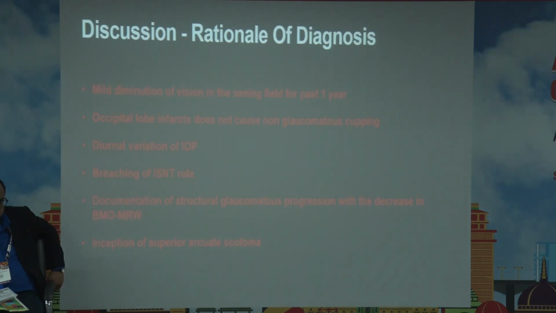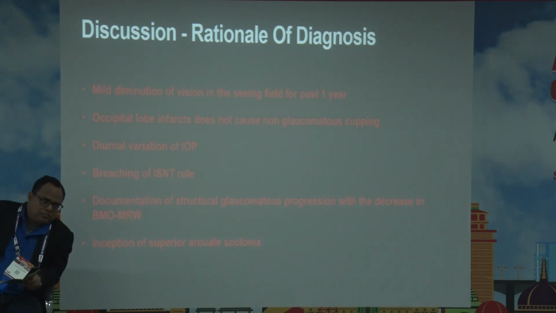So the rationale of diagnosis was, one, the history taking, that the patient himself telling the last 1 year he has mild diminution of vision, and occipital lobe infarcts does not need to cause a non-glaucomatous cupping, that's point 2. There was a diurnal variation of IOP, not enough for a POAG diagnosis, but at least NTG was contemplated in this particular patient. The basic signs of ISNT rule being breached in this particular patient, and also the OCT documentation with inception of superior arcuate scotoma even in the other seeing area. It has crossed the midline.